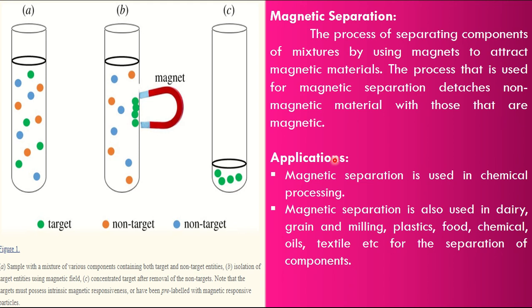Applications of magnetic separation include separation in chemical processing, and it is also used in dairy, grain, milling, plastics, food, chemical, oils, and textile industries. But the particle should possess magnetic response. Then only we can easily separate the particles by using this technique.